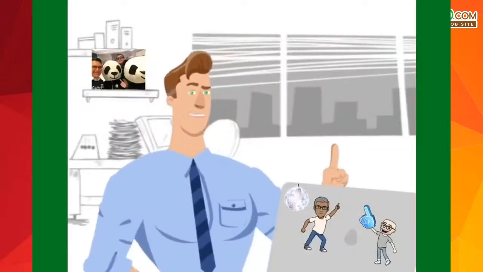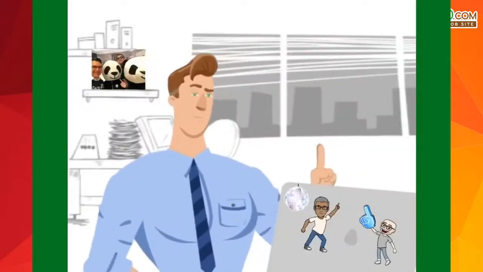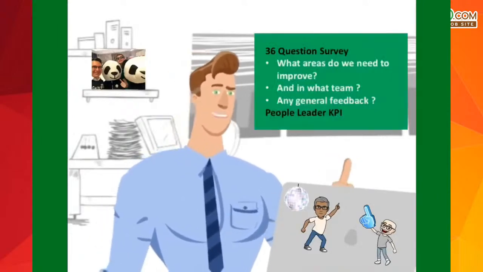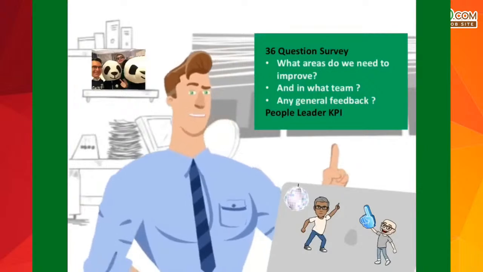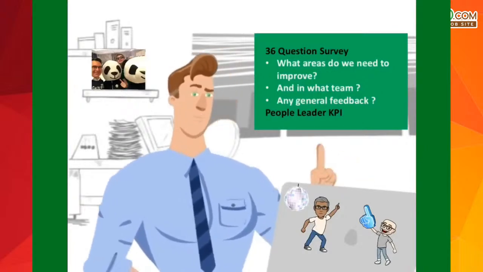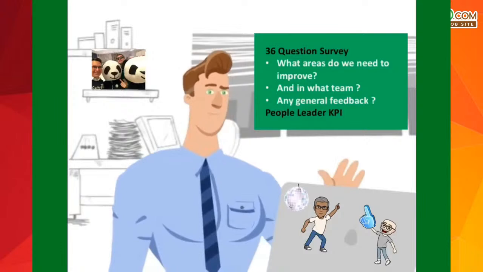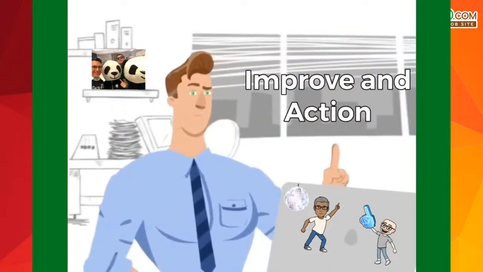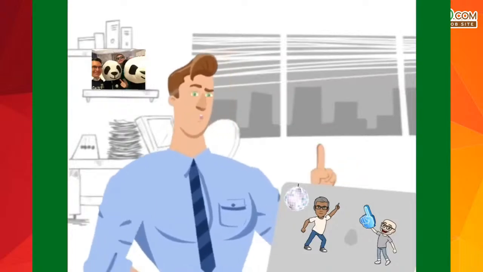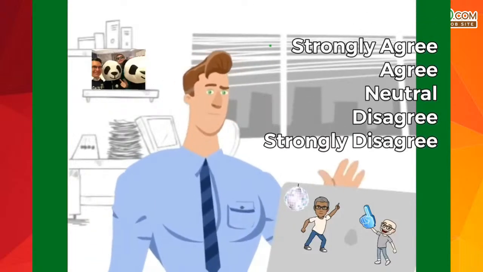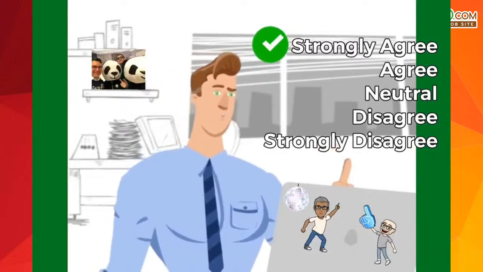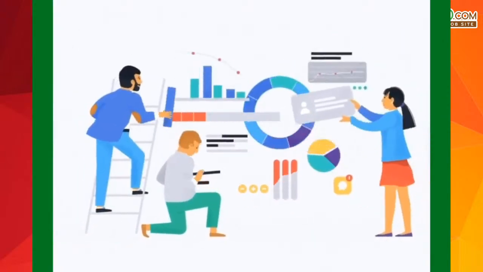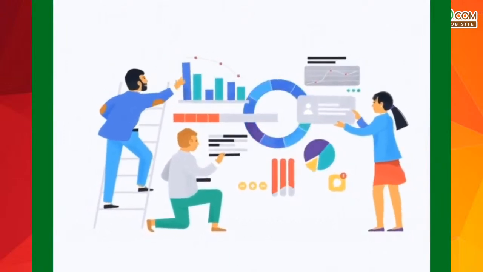And lastly, we have the Engagement Pulse Check, or Gallup poll, whose 36 questions are directly linked to our framework. And, as always, you can give us open feedback too. This allows us to improve and action at both an individual and collective team level. The format follows an agreement scale that goes from strongly agree to strongly disagree. The result is a measure of our engagement relative to other teams and the industry.